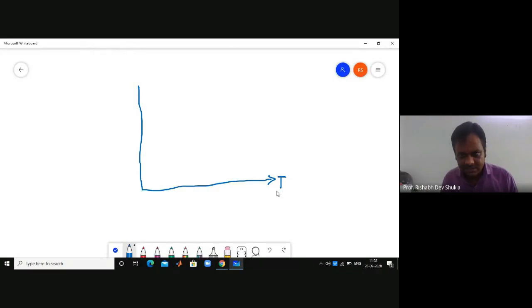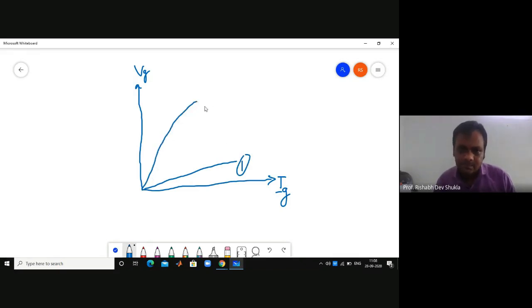If this axis can be taken as IG and this one can be taken as VG, then this is your curve 1, this is your curve 2, and this is your average power curve, P average.